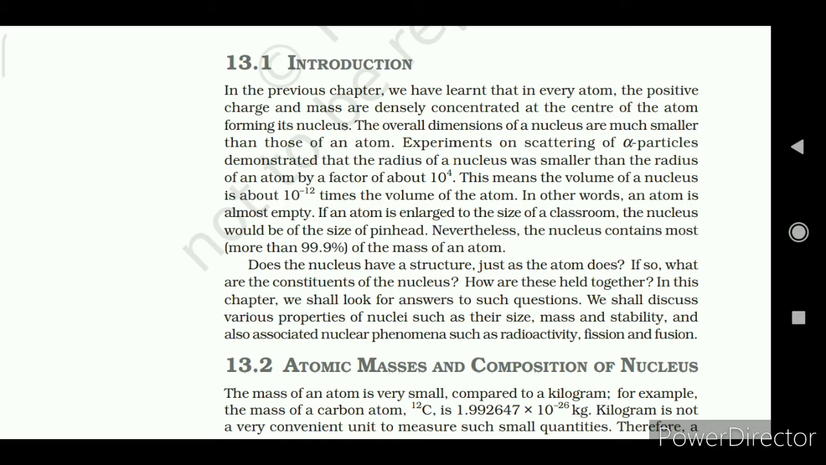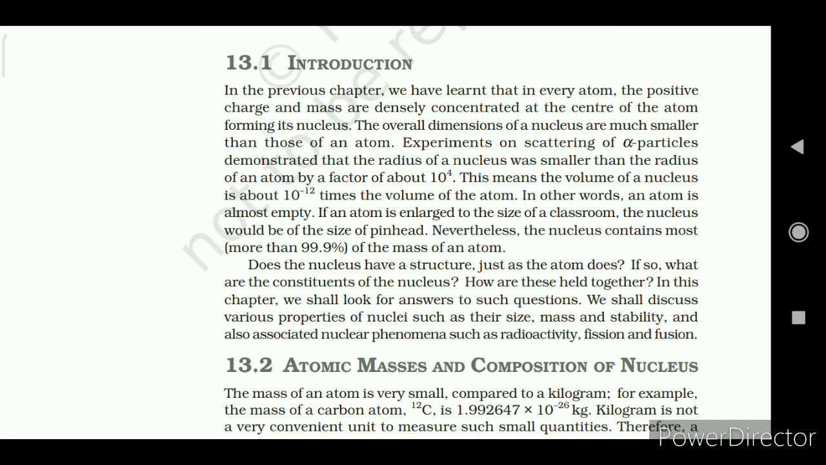13.2, Atomic masses and composition of nucleus. The mass of an atom is very small compared to a kilogram. For example, the mass of a carbon atom C12 is 1.992647 into 10 to the power minus 26 kg. Kilogram is not a very convenient unit to measure such small quantities. Therefore, a different mass unit is used for expressing atomic masses.